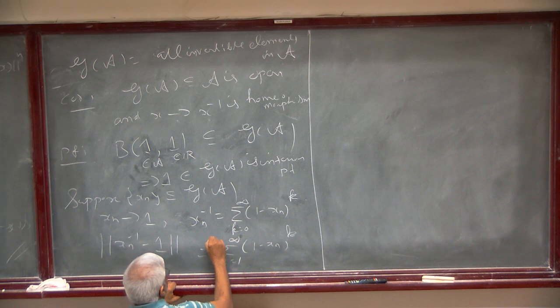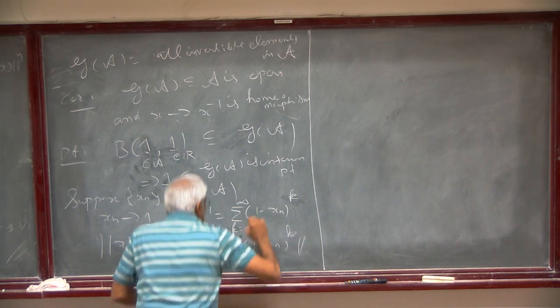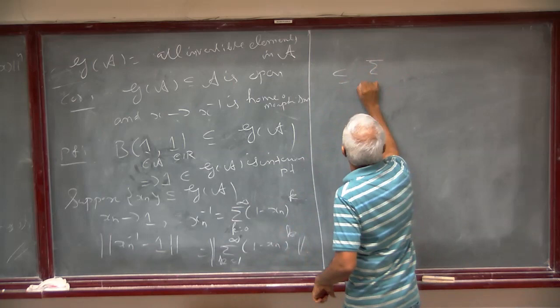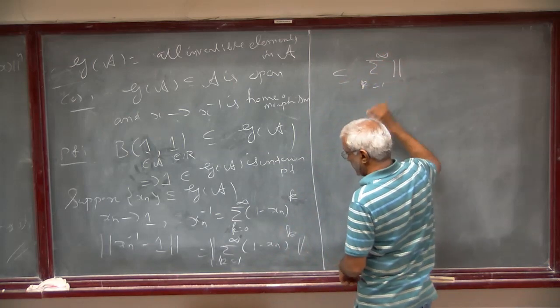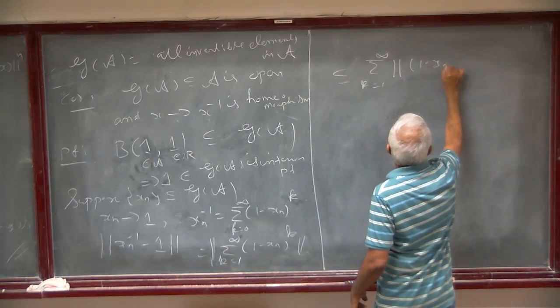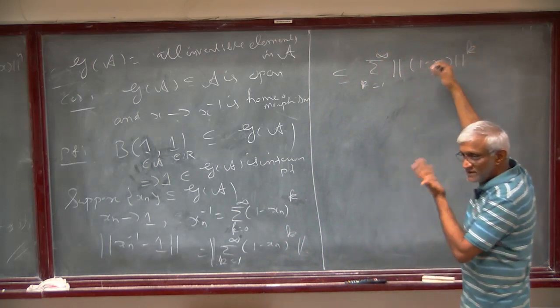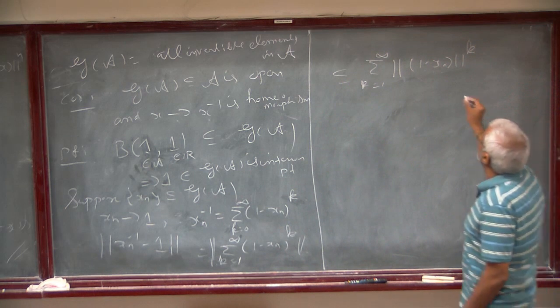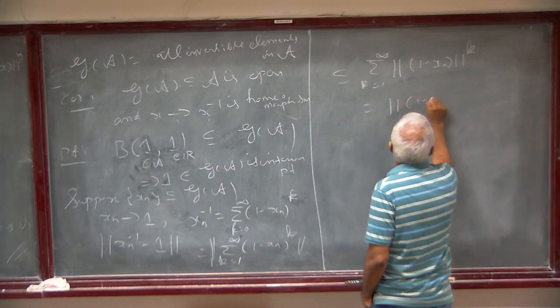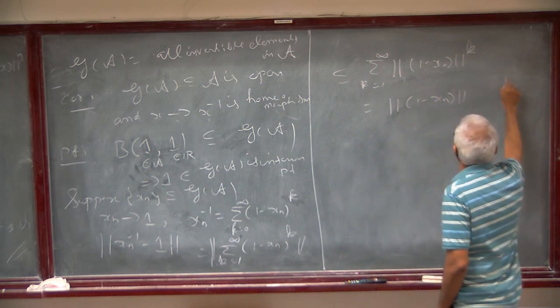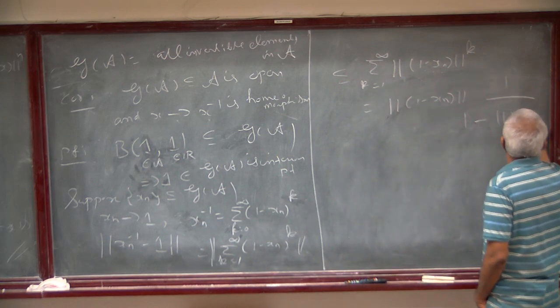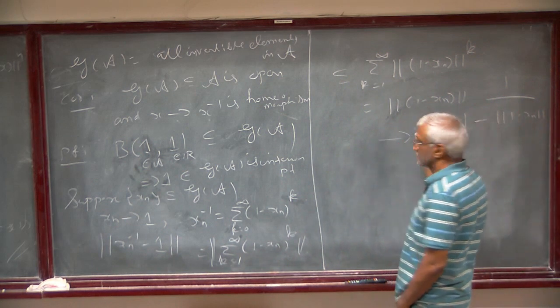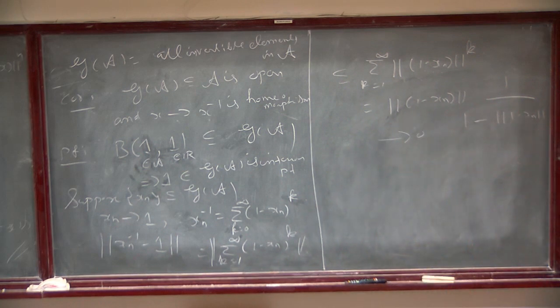And you have the norm here, which is less than or equal to the sum from k equal to 1 to infinity of the norm of (1 minus Xn) to the power k, after using the Banach inequality. You take the power out. This is again a geometric series: norm of (1 minus Xn) divided by (1 minus norm of (1 minus Xn)), which goes to 0. So 1 is a point of continuity, and 1 is an interior point and a point of continuity.